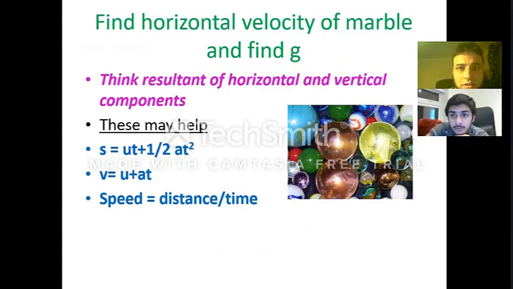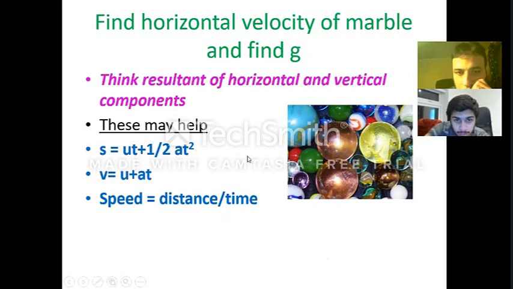Finding the horizontal velocity of a marble and finding G. Look at this. It's got S equals UT plus half AT squared. You've identified the correct equation, so well done for that. It's got V equals U plus AT and speed equals distance over time. You don't even need these, to be honest, but they're going to be useful to work out other things.